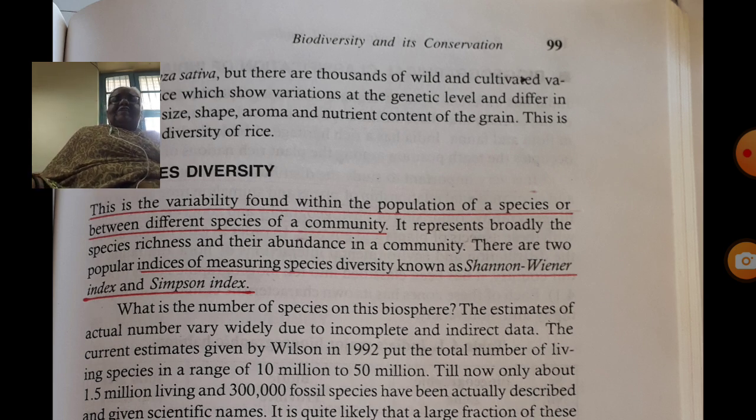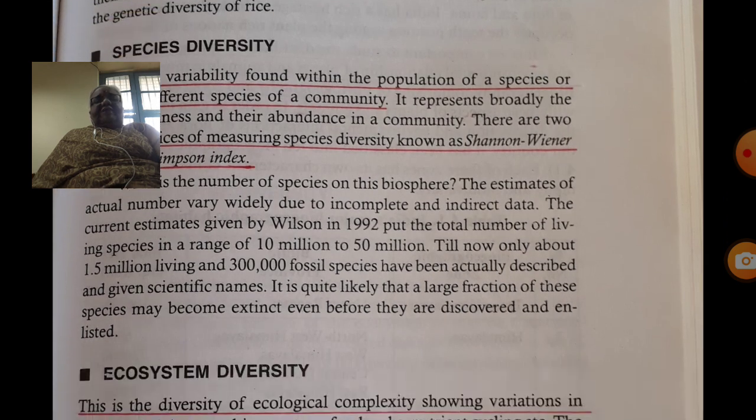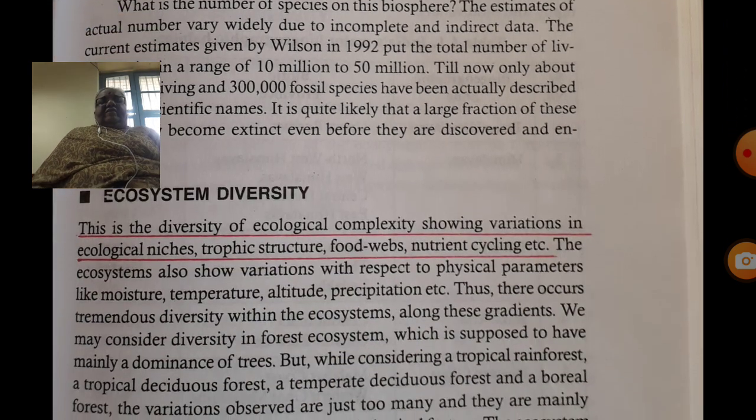There can as well be a 2-mark question like define species diversity. Mention the two indices of measuring species diversity. You should be able to answer all this. Then the next concept is ecosystem diversity. So by now you must be knowing what is an ecosystem and different types of ecosystem.